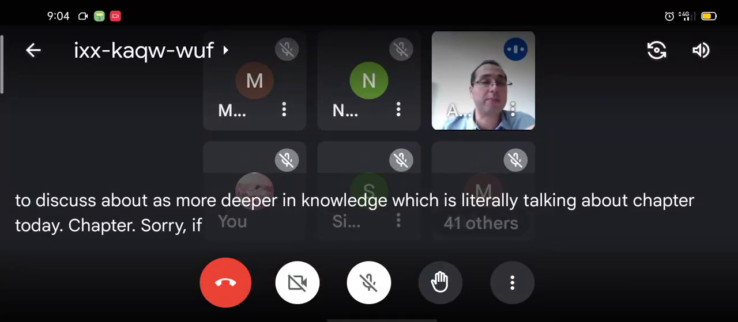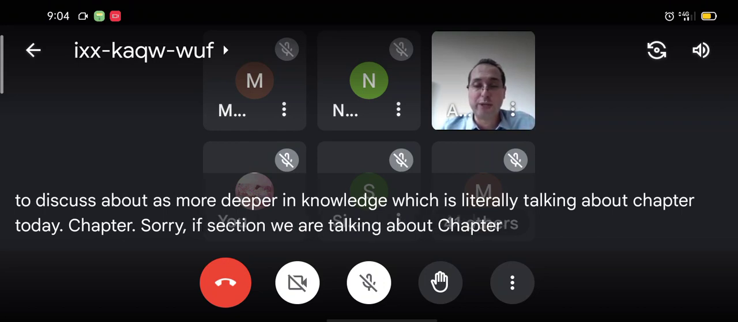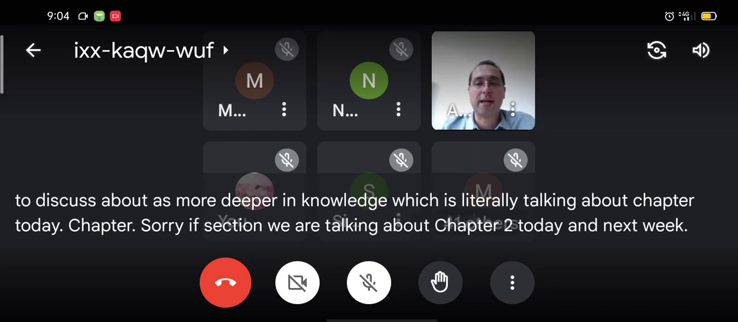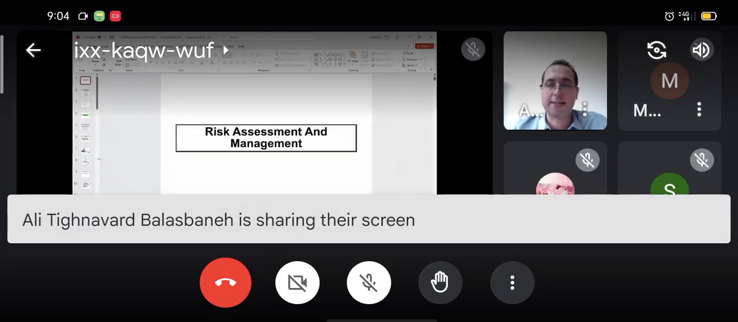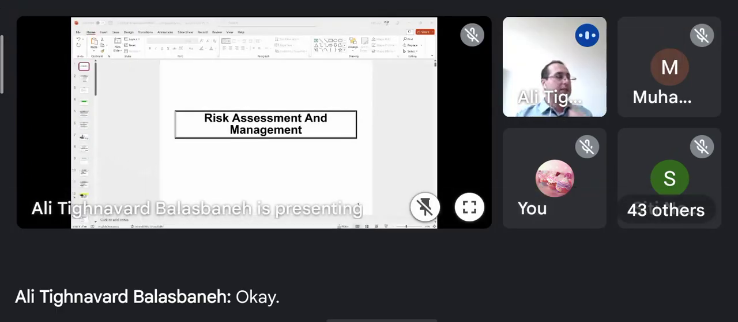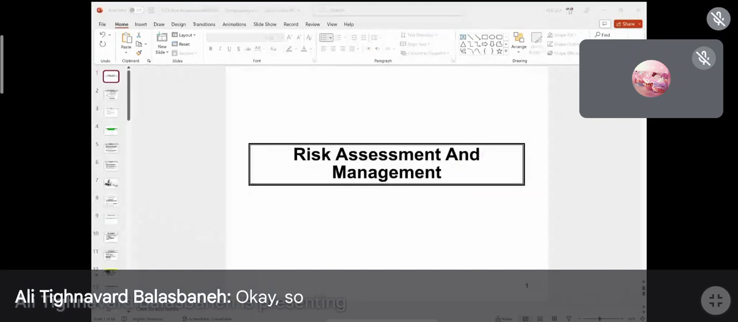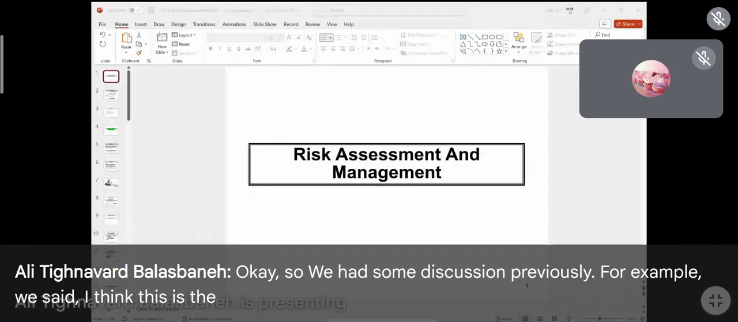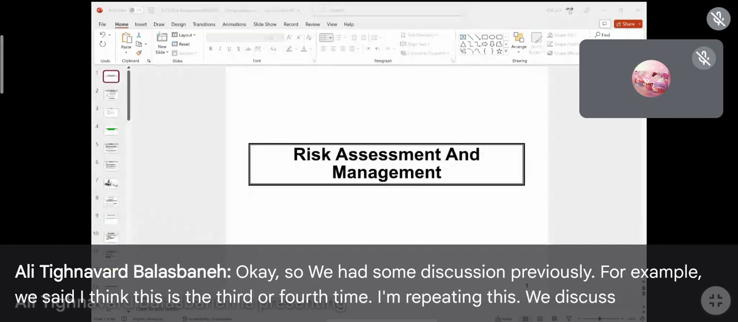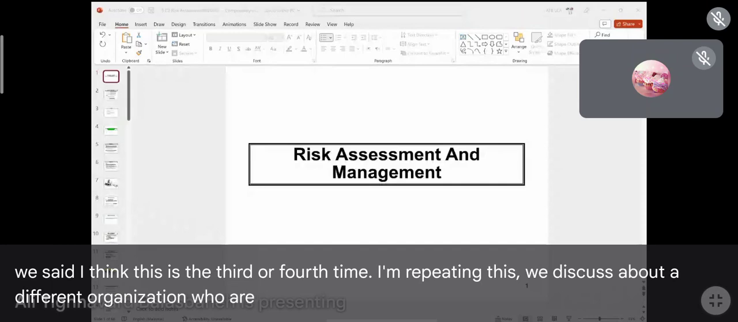Fifth section, we are talking about chapter 2, today and next week. Some discussions previously. For example, we said, I think this is the third or fourth time I'm repeating this. We discussed a different organization who are trying to practice safety and OSHA on the building.